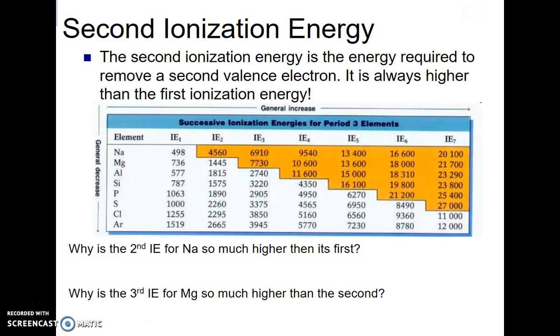Hello again. I got cut off because of the 15-minute limit. I just want to give one more example of this so that we make sure that we understand where the jumps in ionization energy are happening.